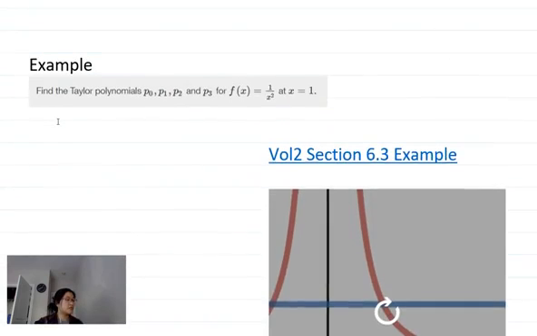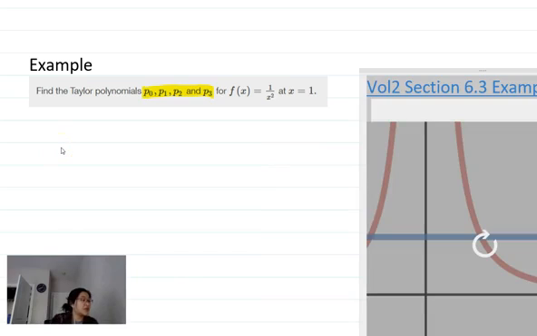Okay, so let's look at an example where we have our function 1 over x squared, and we're looking at centering at x equals 1. So try to come up with the Taylor polynomials of degree 0, 1, 2, and 3. So you should end up with 4 different polynomials, and let's try it out. So pause the video and try that.